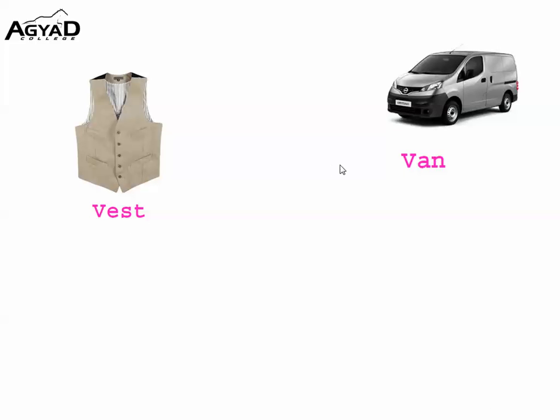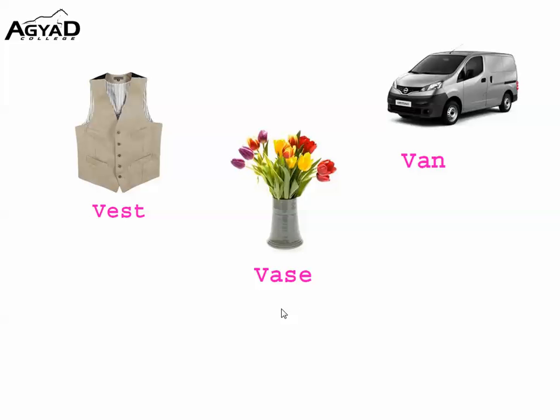The first one we have is vest. V, vest. We also have van. V, van. There is vase. V, vase.